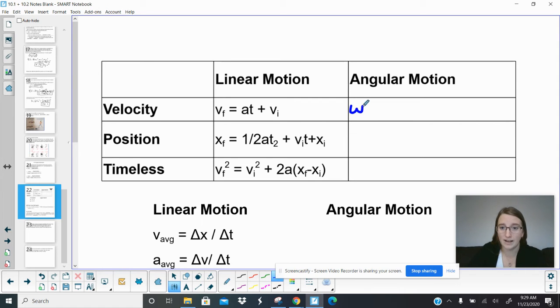Okay, so we have now that omega is what we represent for velocity. So we have omega final equals alpha times time plus omega initial. And again, that's just angular velocity final, angular acceleration, time is just still time, right? That's not angular, that's just seconds.